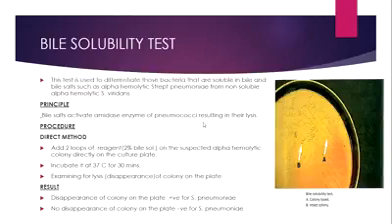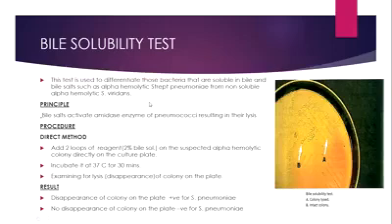Okay, the last one is the bile solubility test. This test is used to differentiate bacteria that are soluble in bile and bile salts, such as alpha hemolytic Strep pneumoniae, from non-soluble alpha hemolytic Strep viridans. So those bacteria, especially alpha hemolytic Strep pneumoniae, which are soluble in the bile salts, can be differentiated from the alpha hemolytic Strep viridans, which is non-soluble.